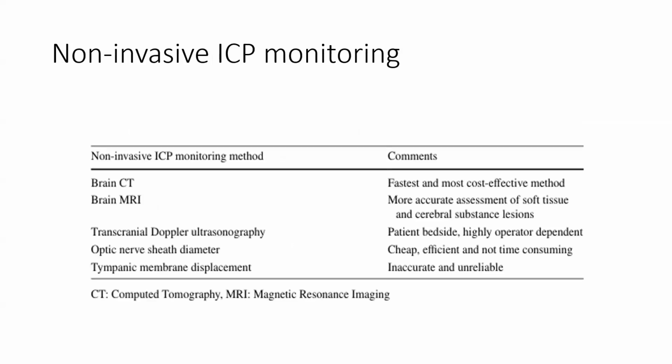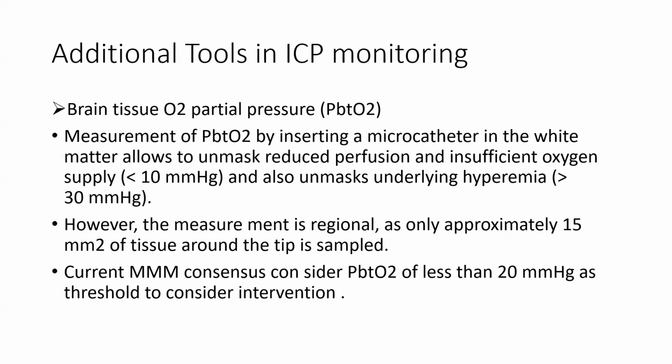Now, this is the summary of non-invasive ICP monitoring. First is brain CT, which is the fastest and most cost-effective method. Then brain MRI gives a more accurate assessment of soft tissue and cerebral substance lesions. Transcranial Doppler ultrasonography is done at the patient's bedside and is highly operator dependent. Optic nerve sheath diameter is cheap, efficient, and not time consuming. Tympanic membrane displacement is inaccurate and unreliable.